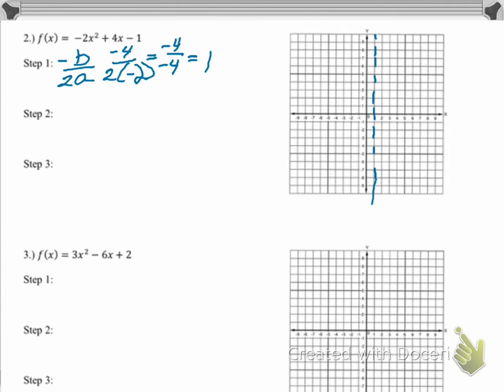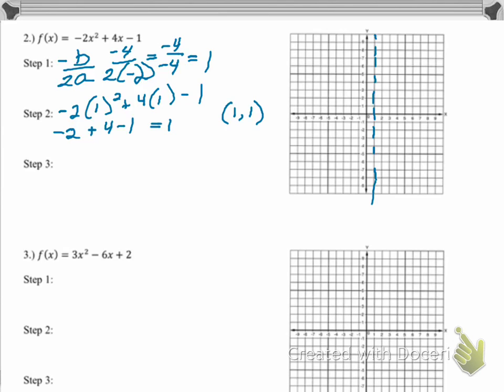So again, I like to make it dotted. And then from here, I can find my vertex. I will plug in 1, square it, plus 4 times 1 minus 1. Okay, so now I'm going to simplify it. So 1 squared is 1 times negative 2 is negative 2, plus 4 minus 1. And so when I add all that together, negative 2 plus 4 is 2, minus 1 is 1. So I have a vertex at 1 and 1.